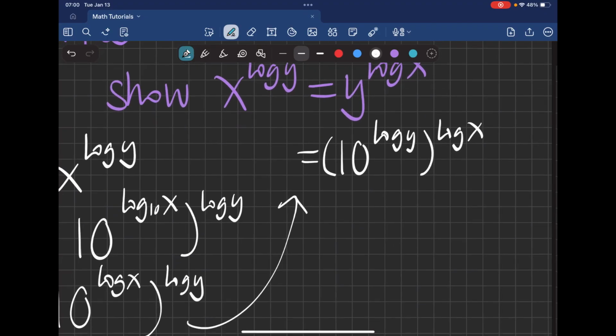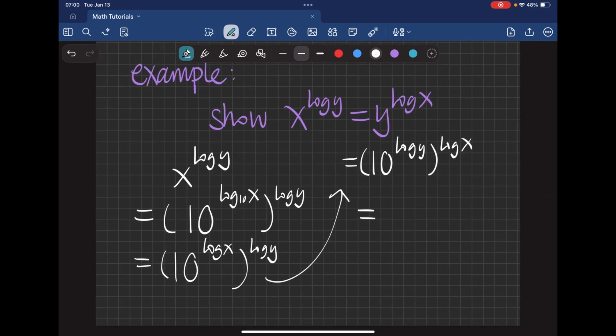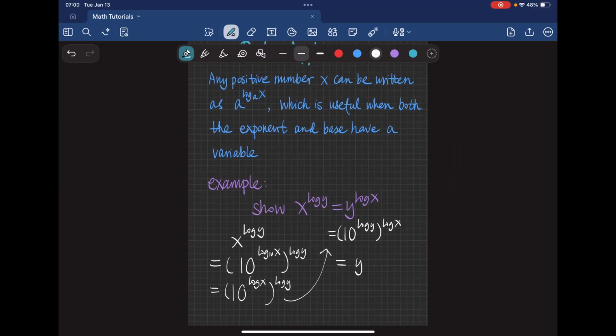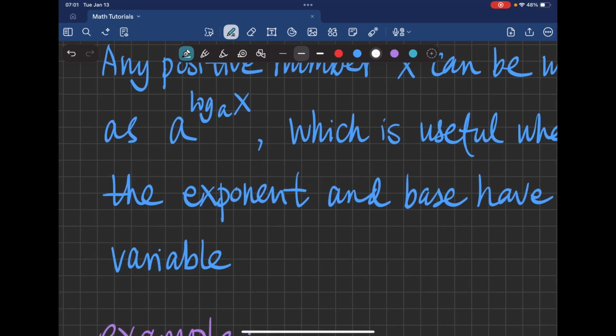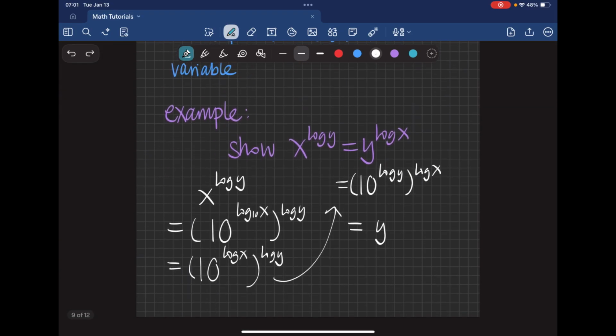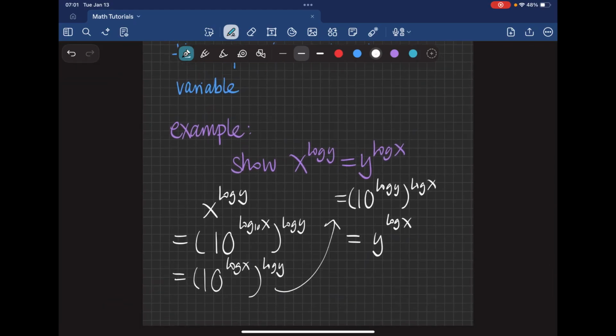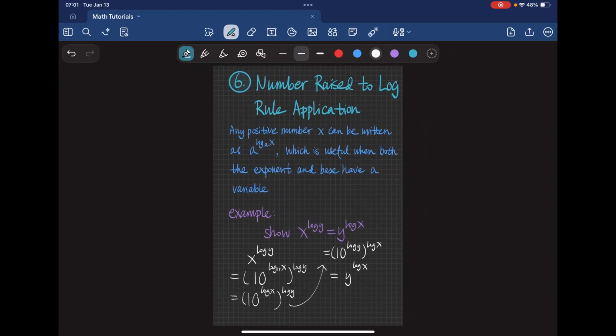This doesn't change the equivalence. So now the inside becomes y, and it just looks like the formula we saw above. And we can just ignore the base 10 right here because we don't have to write it. So that becomes y to the power of log x. And then we have shown how the left side becomes the right side.